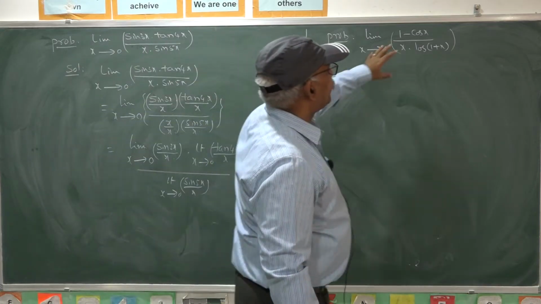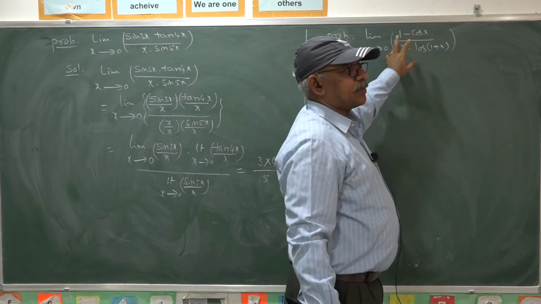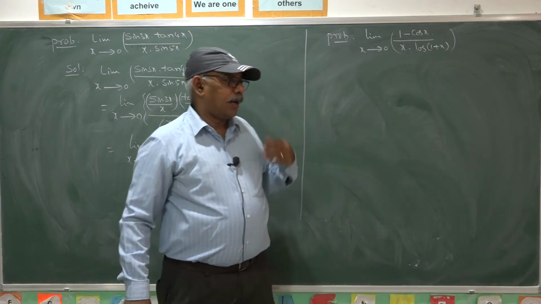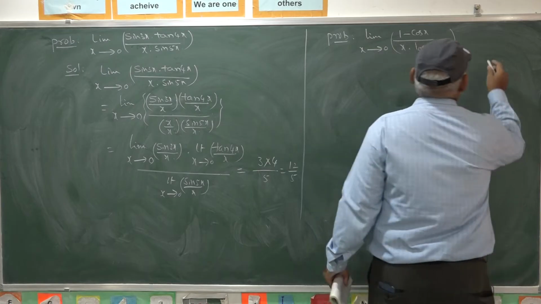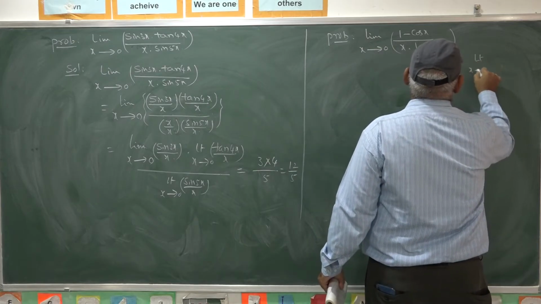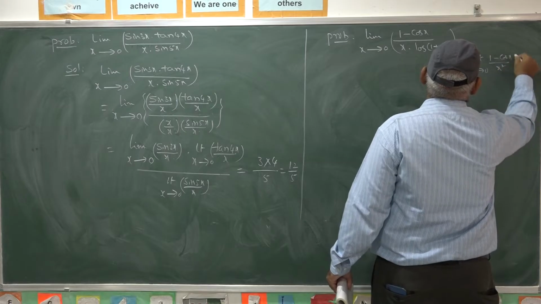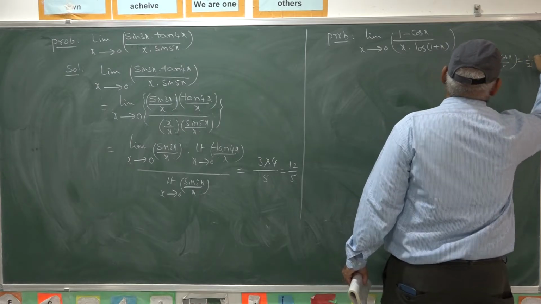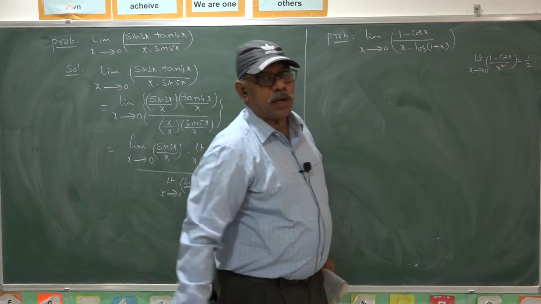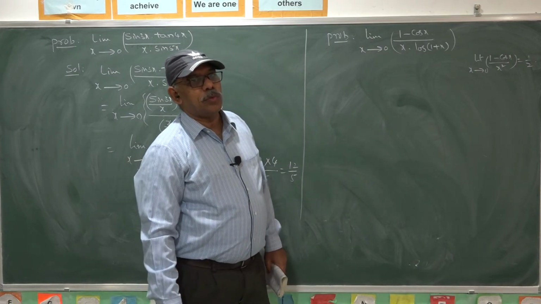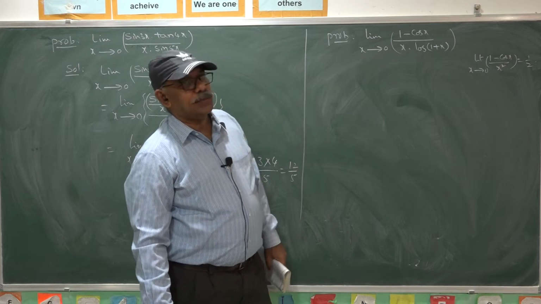Once you observe this function, 1 minus cos x by x log 1 plus x, immediately remember the formulas. Limit as x goes to 0, 1 minus cos x by x square is 1 by 2. This is one formula already given to you.